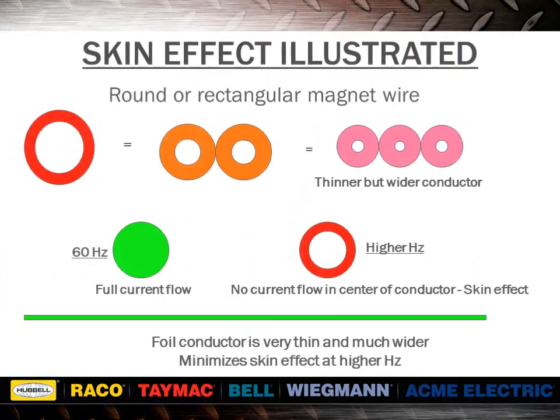Next, we'll discuss skin effect. Skin effect is directly proportional to the height or thickness of the conductor. Some manufacturers use parallel strands of thinner wire to reduce skin effect, but Acme uses foil conductors to get maximum reduction of skin effect.